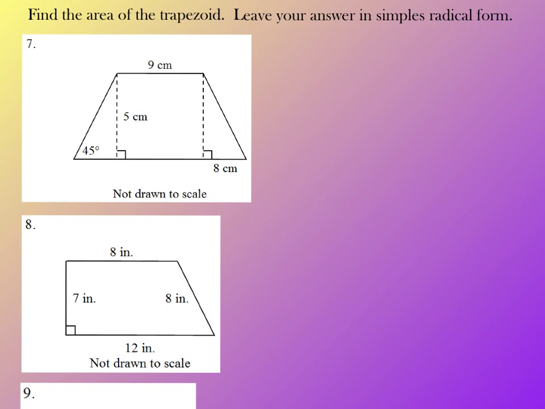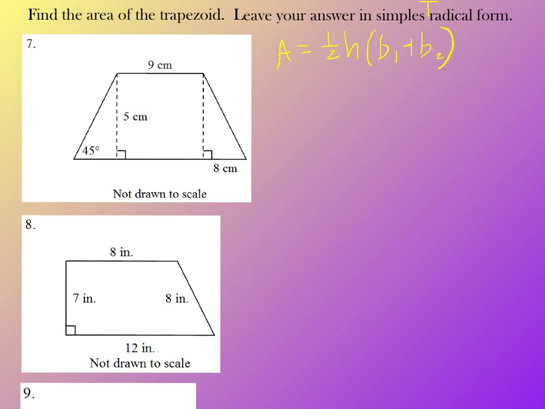Alright, number 7 and 8 and 9 says find the area of the trapezoid. Leave your answer in simplest radical form. I left out the t here. Simplest radical form. Okay, so for number 7 we have a trapezoid, and we know the area is equal to 1/2 the height times base 1 plus base 2.